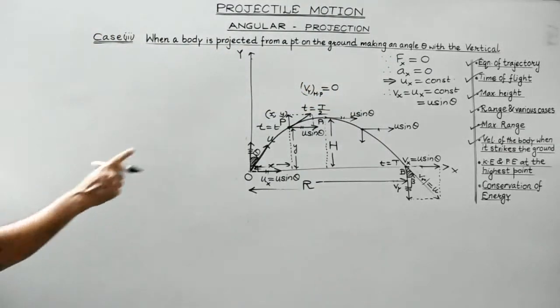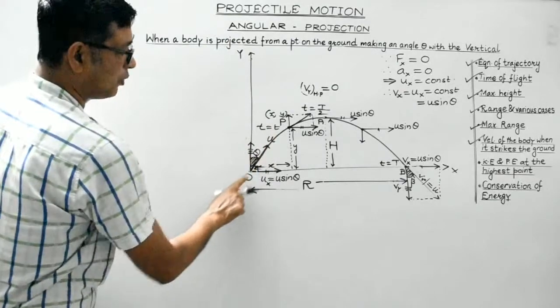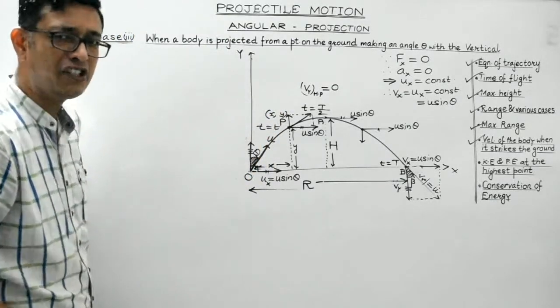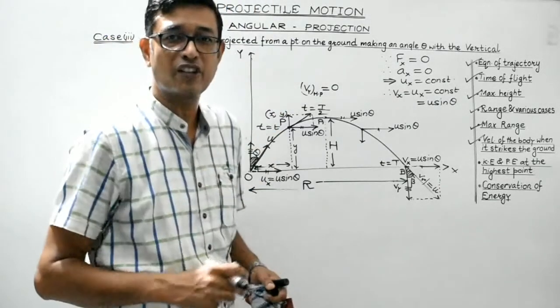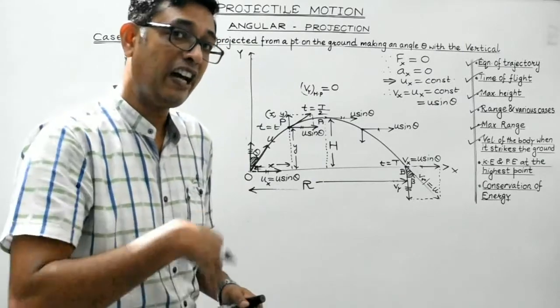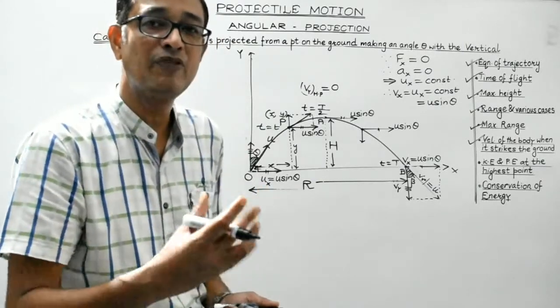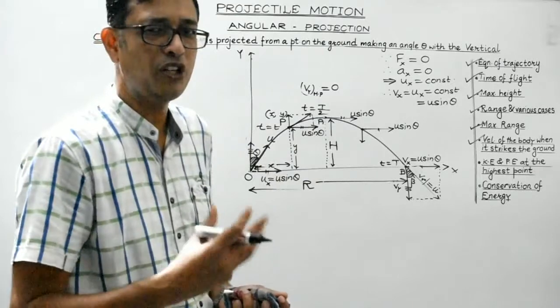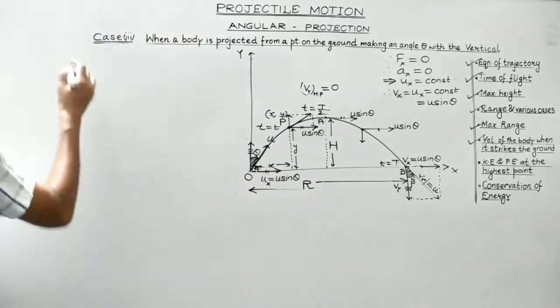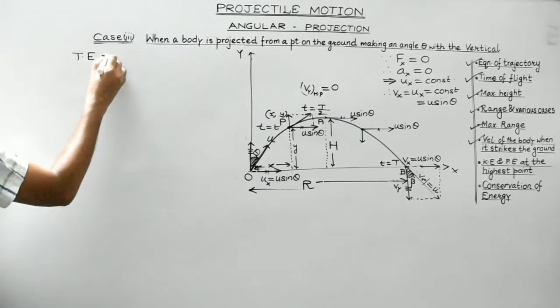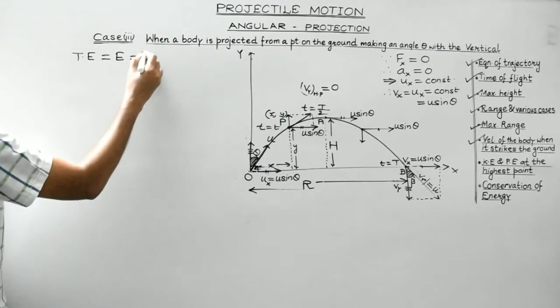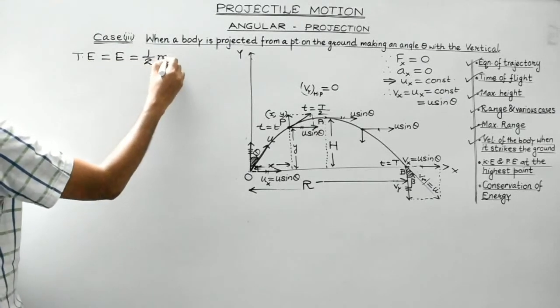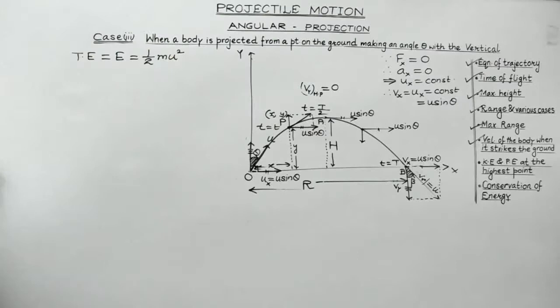Look, the velocity with which the body is projected is u. Initially, when the body is projected in the upward direction, then the entire energy of the projectile will be in the form of its kinetic energy. Potential energy initially would be 0, right? So total energy is equal to E. It is equal to half m u square, right?